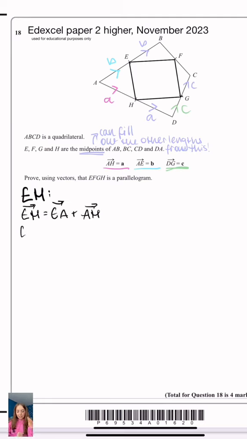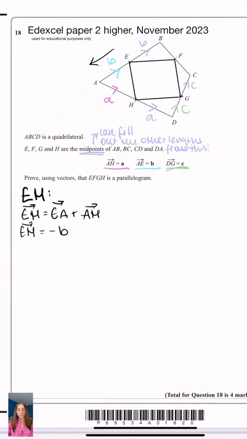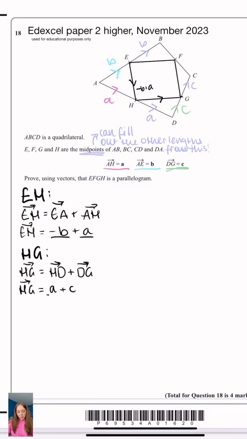As A to E is B, and I'm going from E to A, I'm going to have to go the opposite way. So it's going to have to be minus B, because remember, vectors have direction and magnitude. And to go from A to H is going to be A, as that's the direction it's in. Next side of the parallelogram I'm going to find is HG. And to go from H to G, I chose to go from H to D and D to G. Next, I'm going to find the side F to G. So to go from F to G, I'm going to go F to C to G.